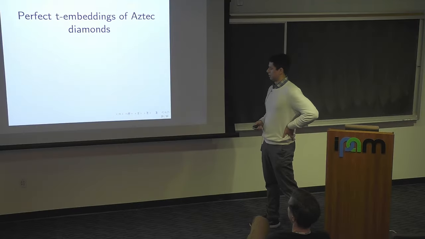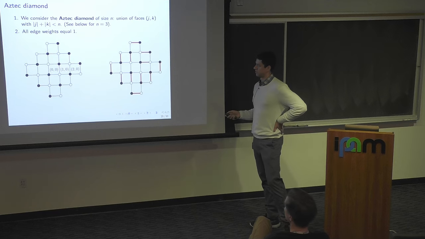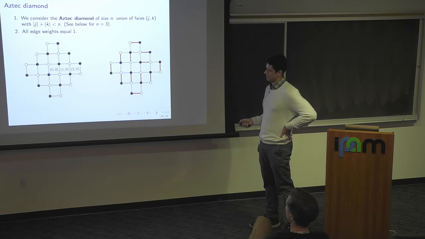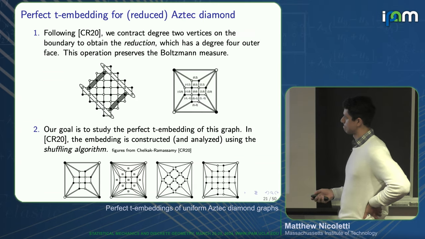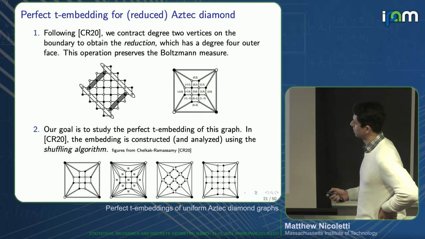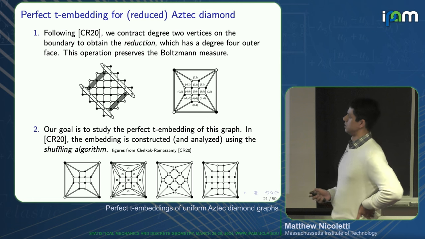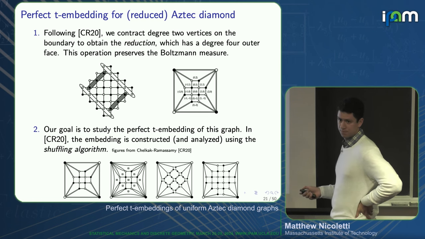Okay, so now I'll talk about a special case, Aztec diamonds. An Aztec diamond is a subset of the square lattice, which looks like this. This is an Aztec diamond of size 3: 1, 2, 3. And here's a perfect matching. We consider the case where we have uniform edge weights on the Aztec diamond. Okay, so we follow a construction. In this paper of Chelkak and Ramassamy, they compute some things for perfect t-embeddings of the uniform Aztec diamond. So they first give a construction.